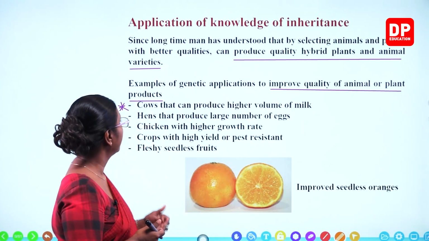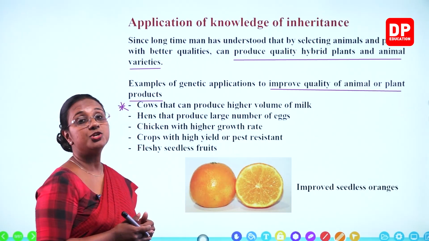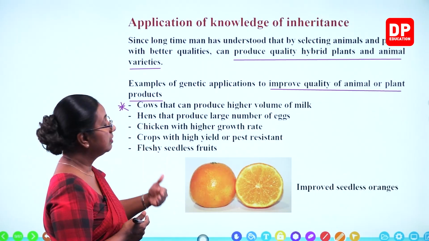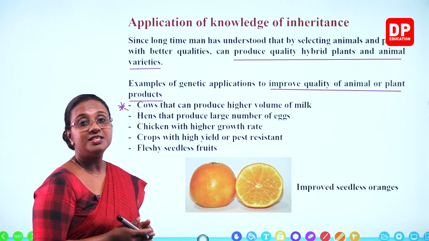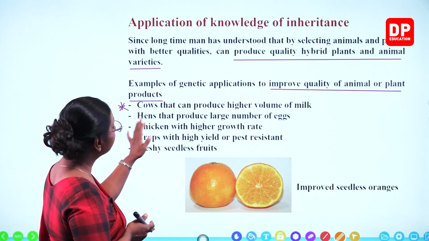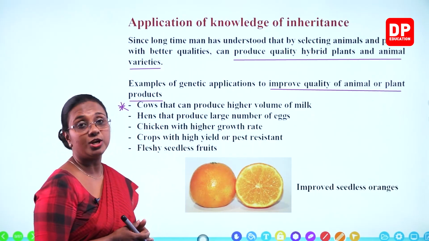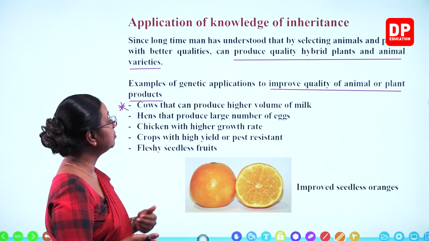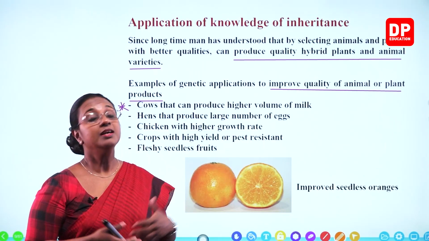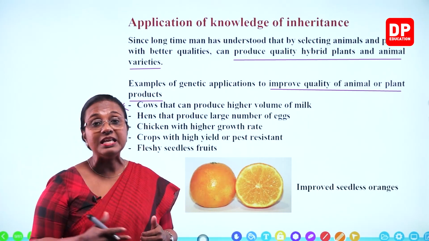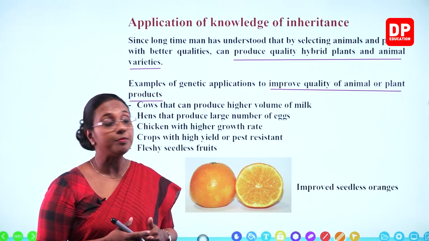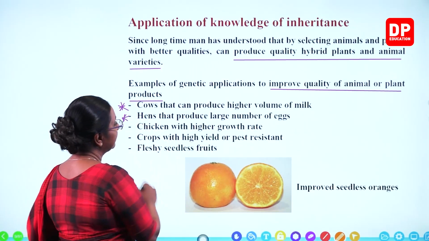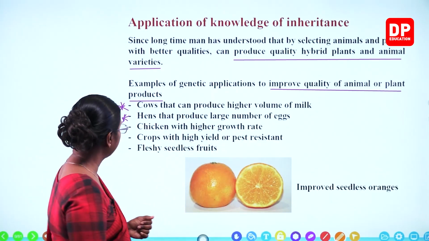So what they did was they used this knowledge of inheritance to modify the genes to produce cows that were able to produce a higher volume of milk. Then there are hens that produce a large number of eggs. Same thing. To meet the requirement of the growing population, you need more eggs. So hens that can produce a large number of eggs.